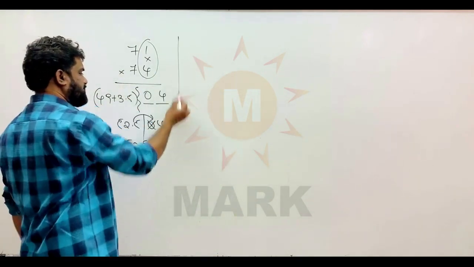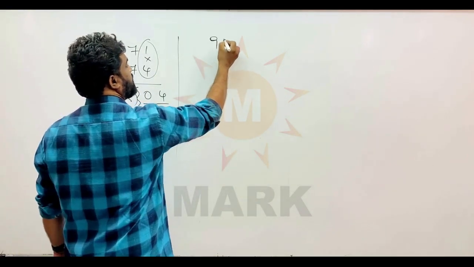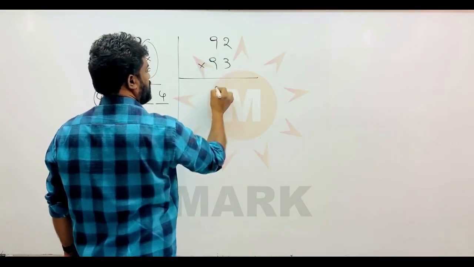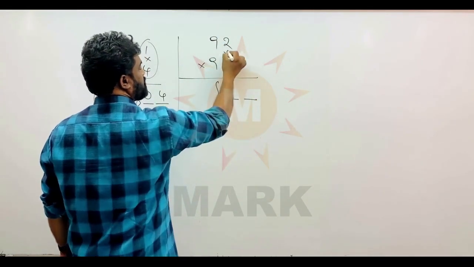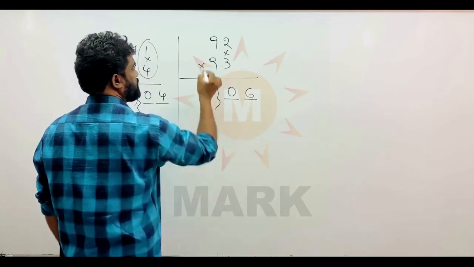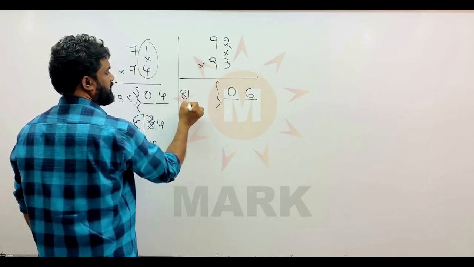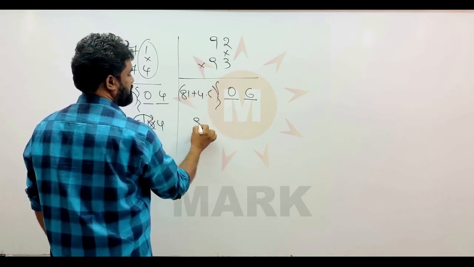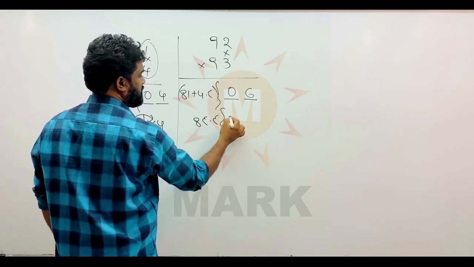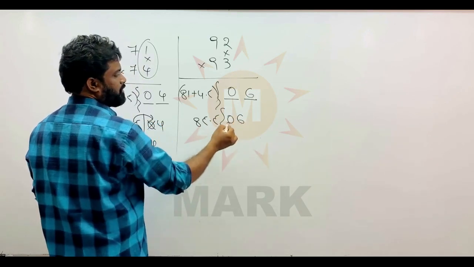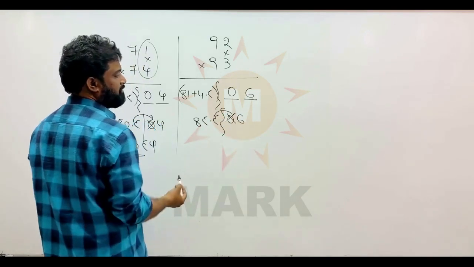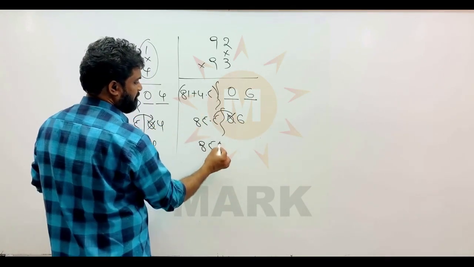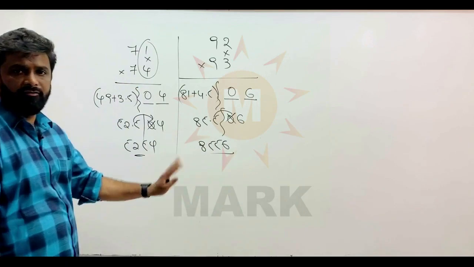I will show you one more example if you want. 92 into 93. Suppose you are writing like this. I am dividing into two parts. 2 into 3, I write here 6. That means I am writing 06. What is the square of 9? That is 81. What is half of 9? That is 4.5. So that is nothing but 85.5 on this side, and 06 on this side. So cancel this 0, shift this 5 and write without any point from left to right. That means 8556 will be your answer.